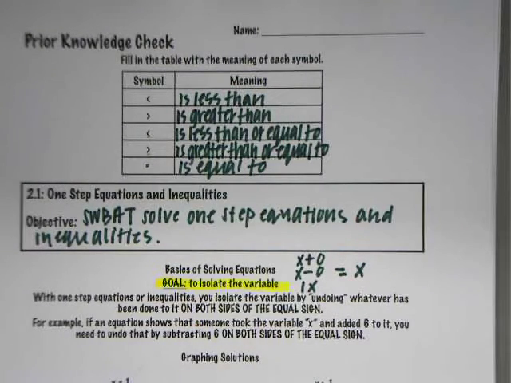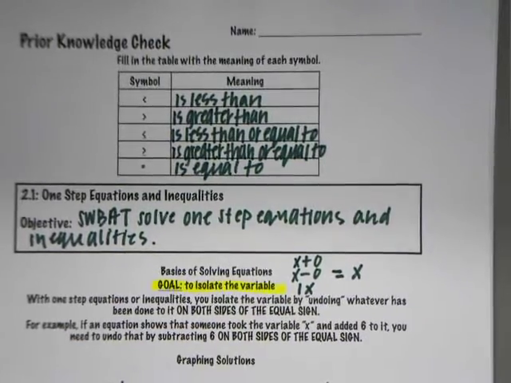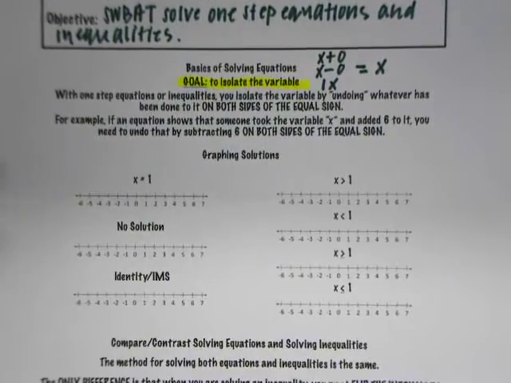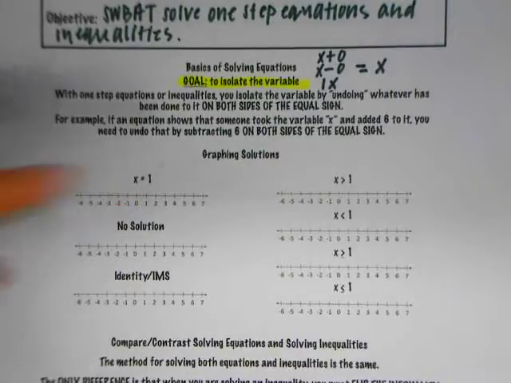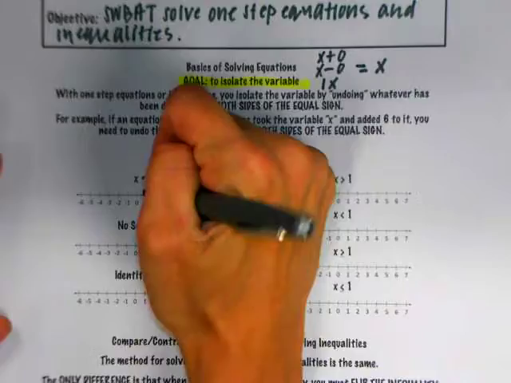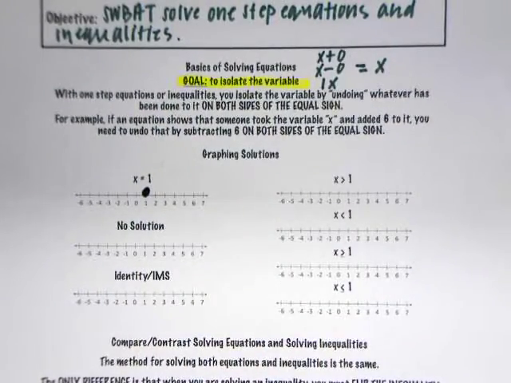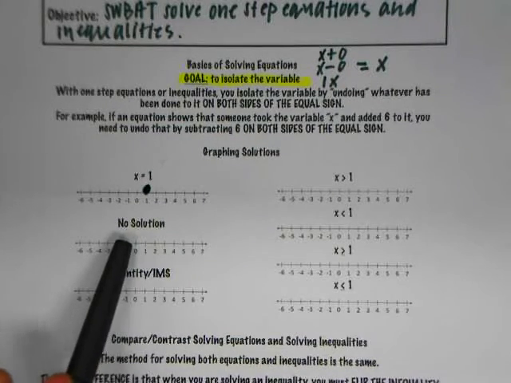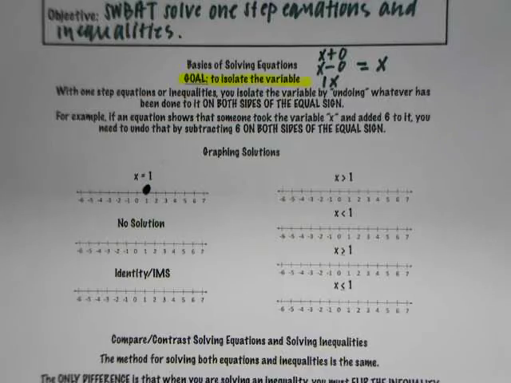And then there's also going to be part of this where you'll have to graph your solutions. When we talk about graphing, we're talking about a number line. So let's go through how you would graph each of these. If you just have an equal sign, x equals 1, that means the only possible answer is 1. So you're just going to have a dot at 1. If you have no solution, then there's going to be nothing on your graph. You would just leave that graph blank, okay?